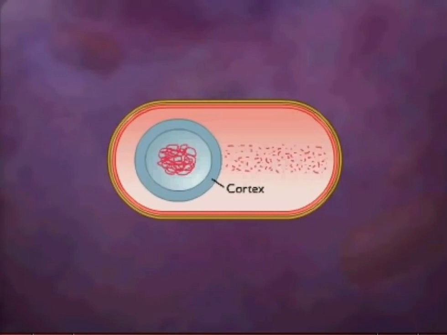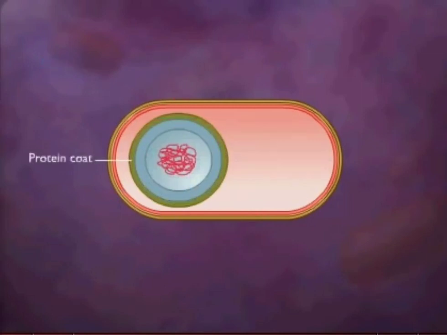Dipicolinic acid is formed inside the developing spore, and calcium enters from the outside. As calcium enters the spore, water is removed. A protein coat forms exterior to the cortex, and the spore becomes mature.